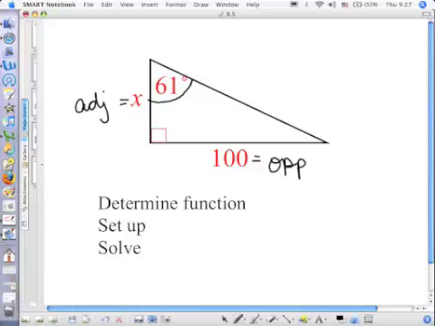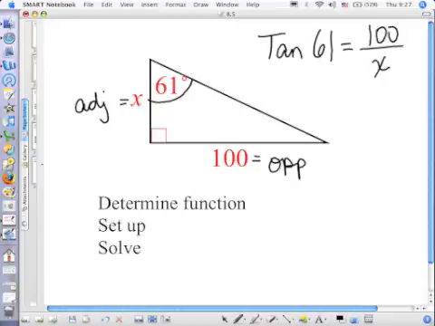Is it SOH, CAH, or TOA? TOA. The tangent of your angle is equal to the opposite over the adjacent, which has a value of x.